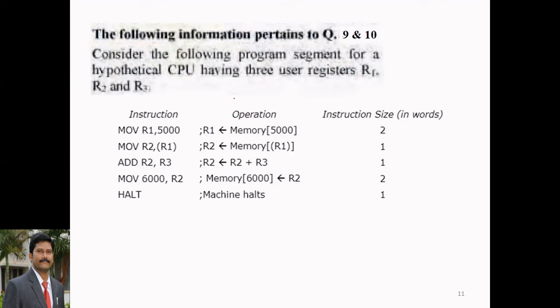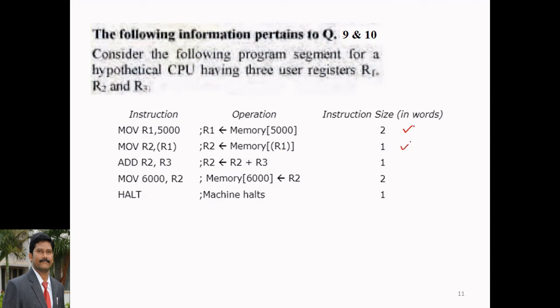Before going to questions 9 and 10, consider the following program segment for a hypothetical CPU having 3 user registers, R1, R2, R3. Move R1 comma 5000: data from memory location 5000 is moved to R1, which takes 2 words. Move R2 comma (R1): R1 holds some address, it is indirect addressing mode, and the data at that address is moved to R2.